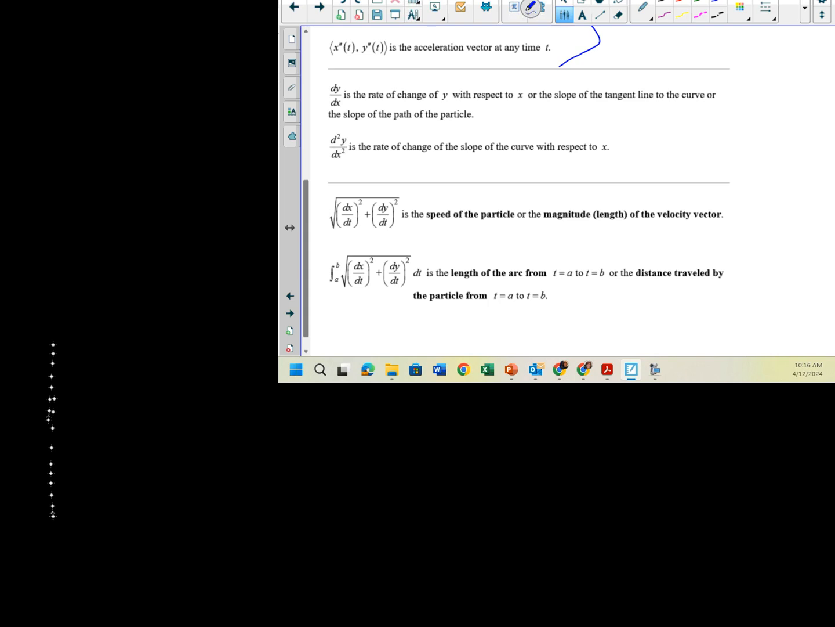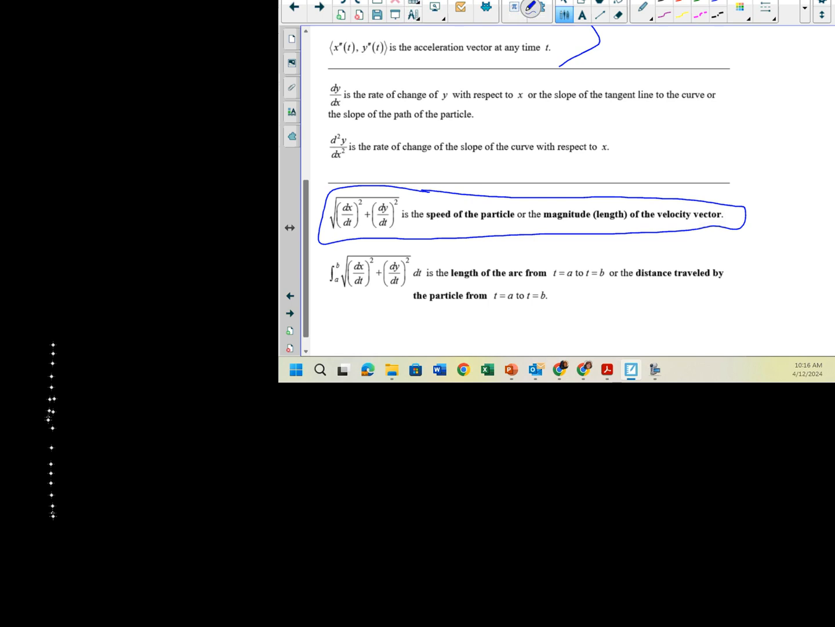dy/dx is the rate of change of y with respect to x, the slope of the line tangent to the curve, or the slope of the path of the particle. So when you're talking about parametrics or vectors, it's the slope of the path of the particle. d squared y over dx squared, the second derivative, is the rate of change of the slope of the curve with respect to x. I believe we had talked about both of these, but I'm going to remind you.